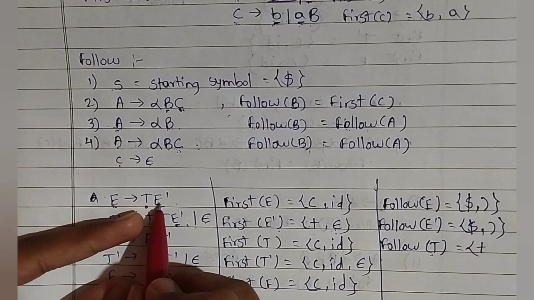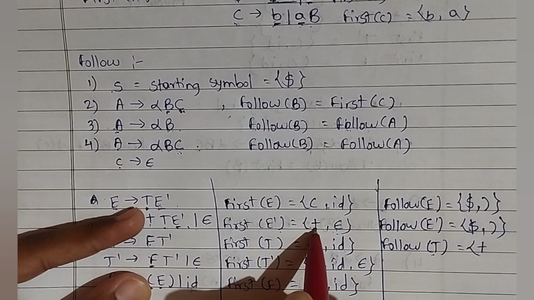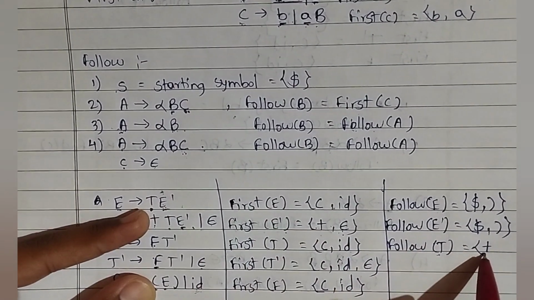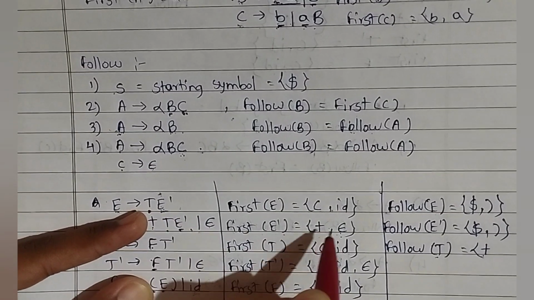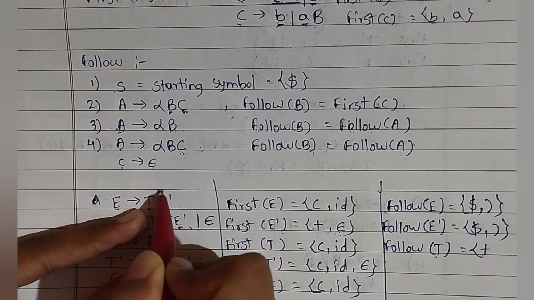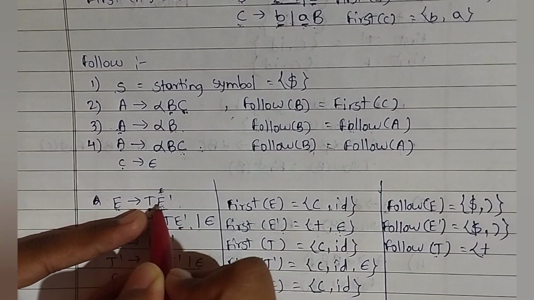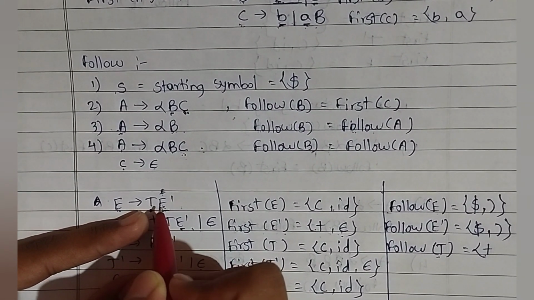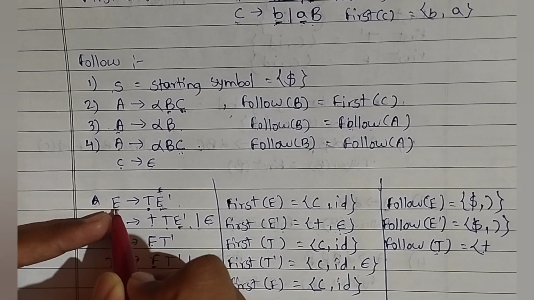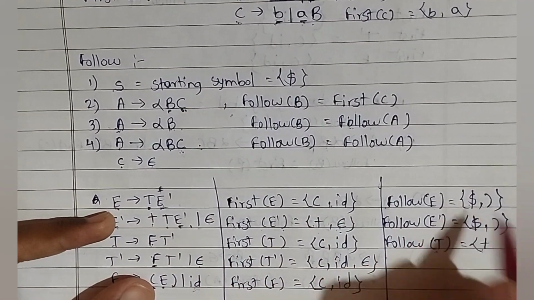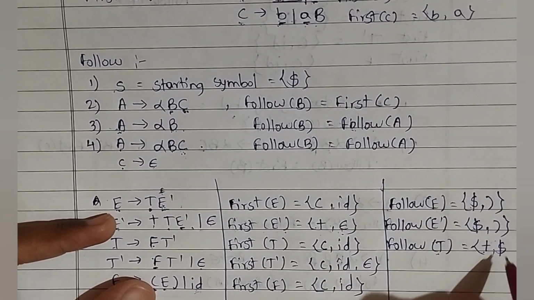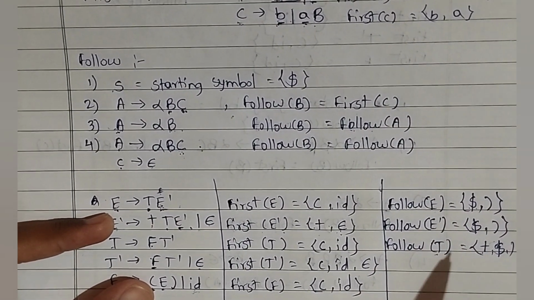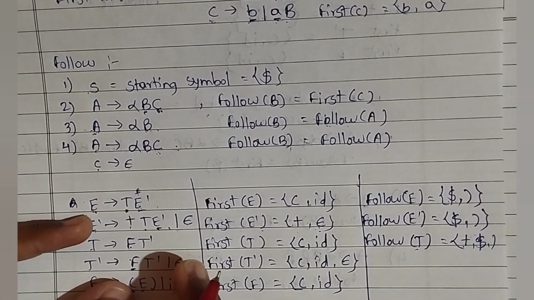This T is followed by E dash, so first of E dash is plus. If we put here plus, then this T is followed by plus, that's why we write here plus. Now the null is also present. If we write here null, then this T is followed by null, and if anything is followed by null, then we find out the follow of E. So follow of E is dollar and closing bracket. I hope you get the idea what is happening here.